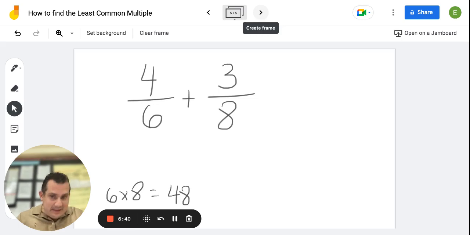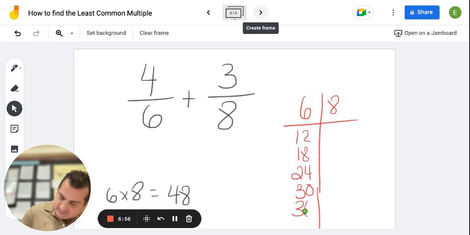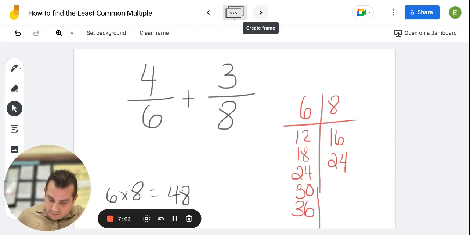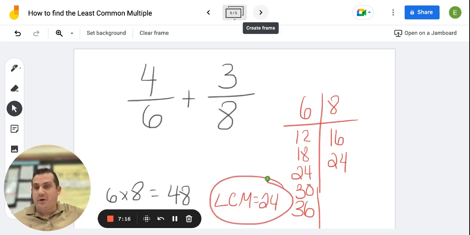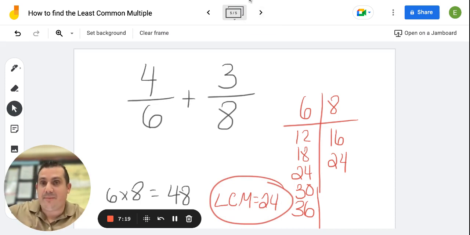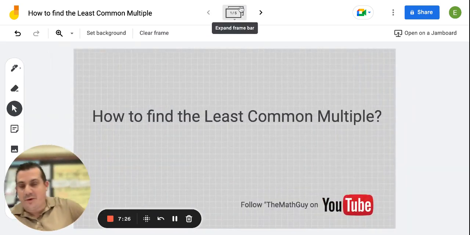How do I know that's not my least common multiple? Because now I'm going to do my chart of 6 and 8. So 6, 12, 18, 24, 30, 36. And 8, 16, 24. You can see that 24 is actually your least common multiple, so the LCM equals 24. And that would be your common denominator here.